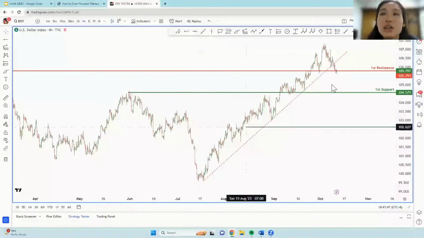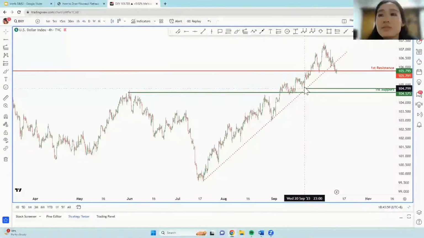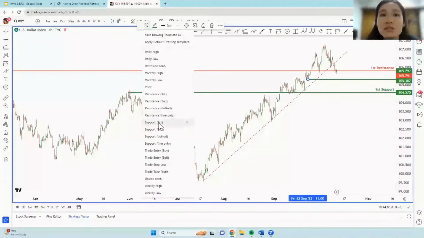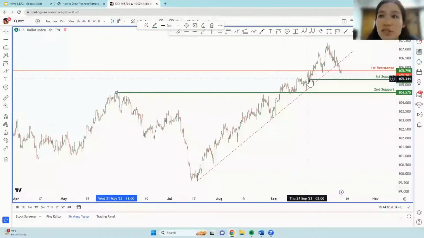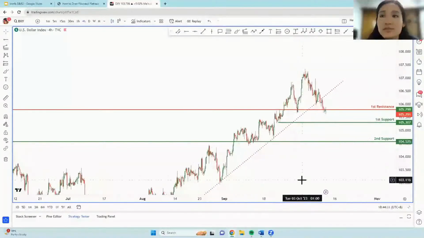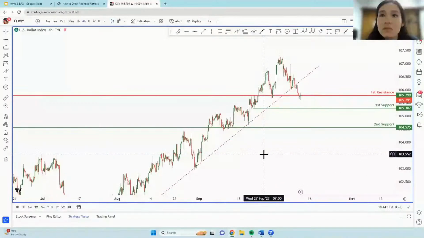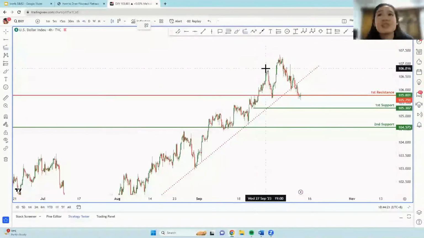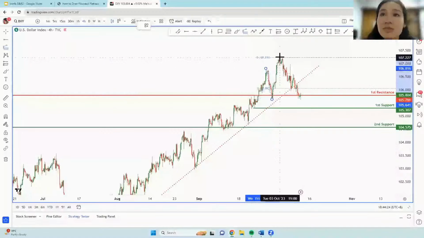Let's see if there are any levels that are closer. I'll just leave my first support here at this swing low and then change this to second support because this level is closer to my first resistance. Now let's look at our Fibonacci levels again.